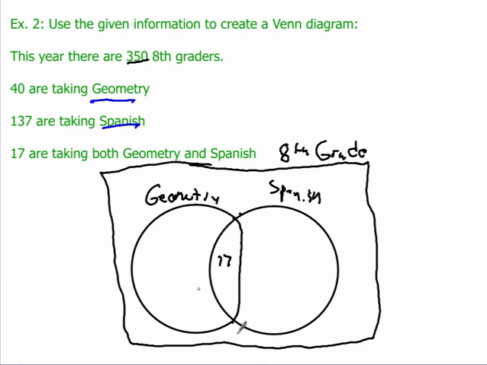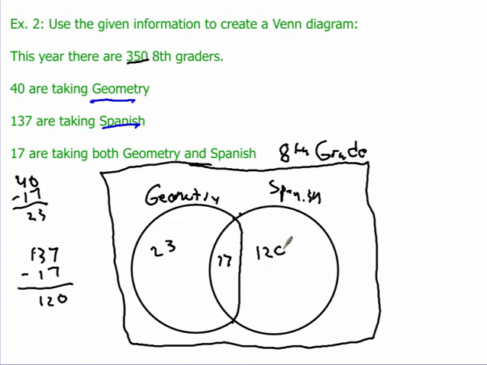So let's figure out, well, if there are 40 taking geometry and 17 are taking both, how many are taking just geometry? Well, that's easy. I just do 40 minus 17. That's 23. So 23 students are taking just geometry. Now I can do the same thing for Spanish. I do 137 minus 17. That gives me 120. So there are 120 students taking just Spanish.